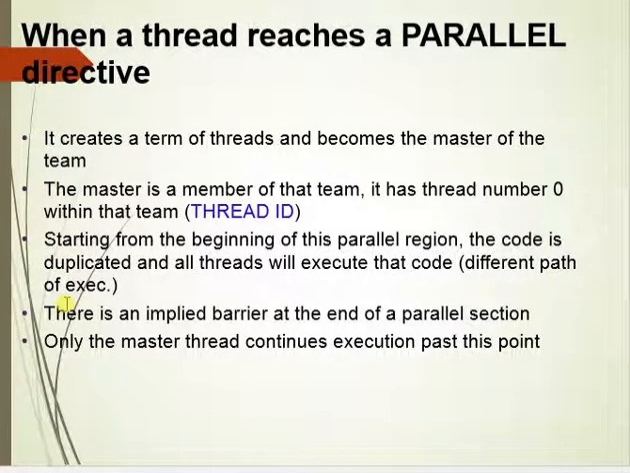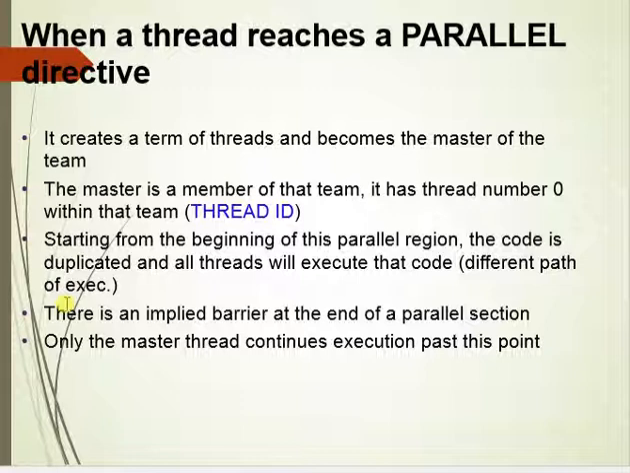Next is when a thread reaches a parallel directive. These are some of the points which tell why a thread reaches a parallel directive. It creates a team of threads and becomes the master of the team. The master is nothing but a member of the team whose ID is 0. Starting from the beginning of the parallel region, the code is duplicated and all threads will execute that code.